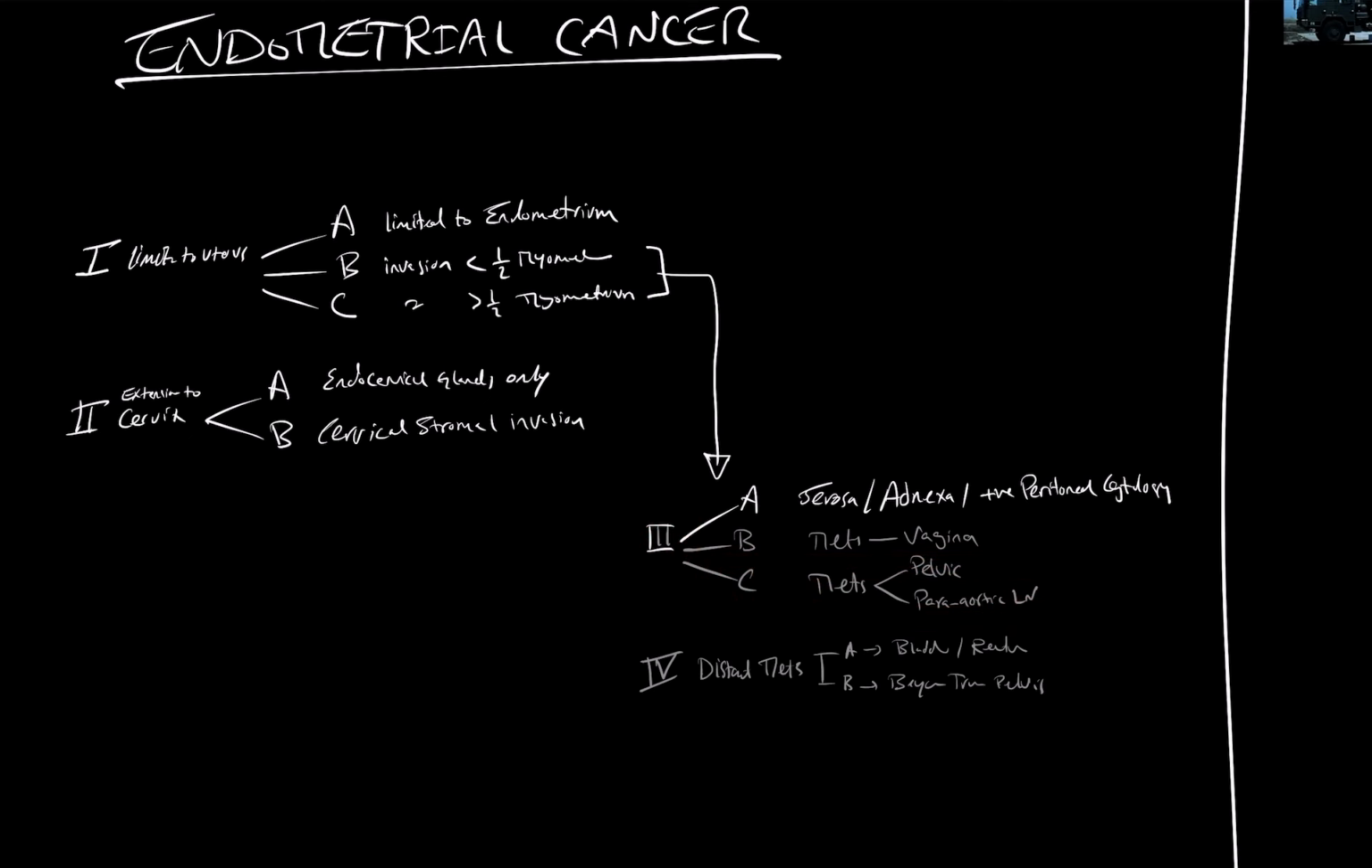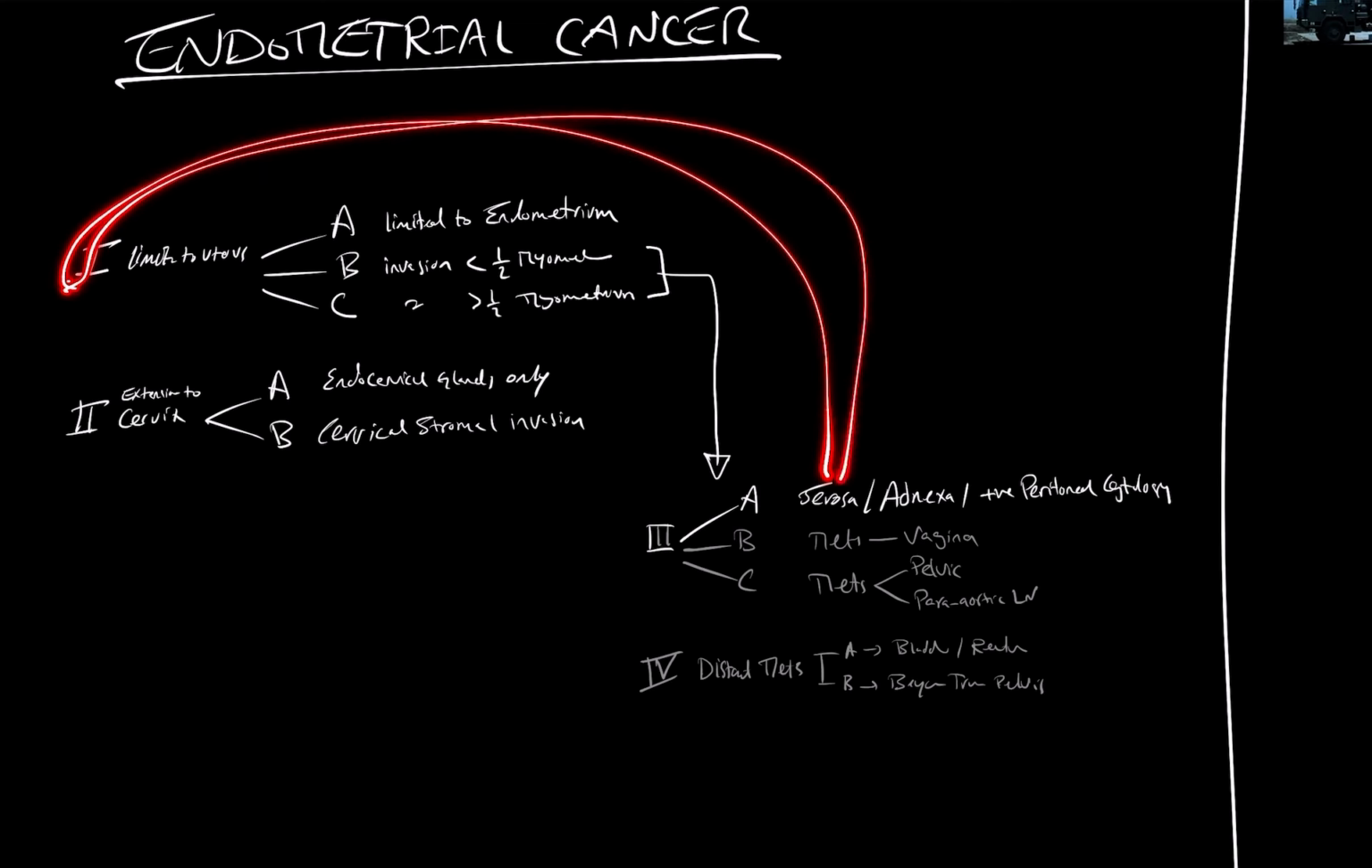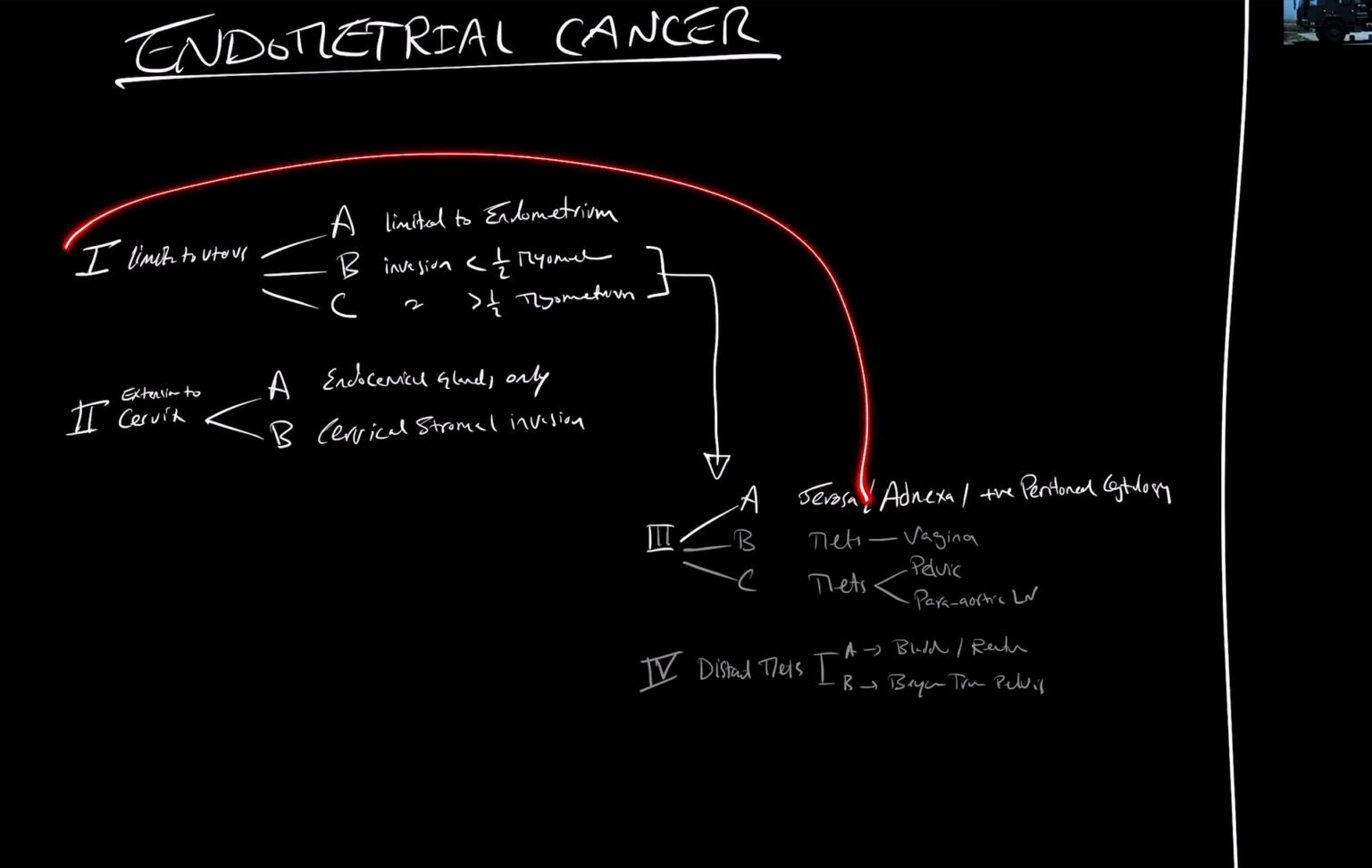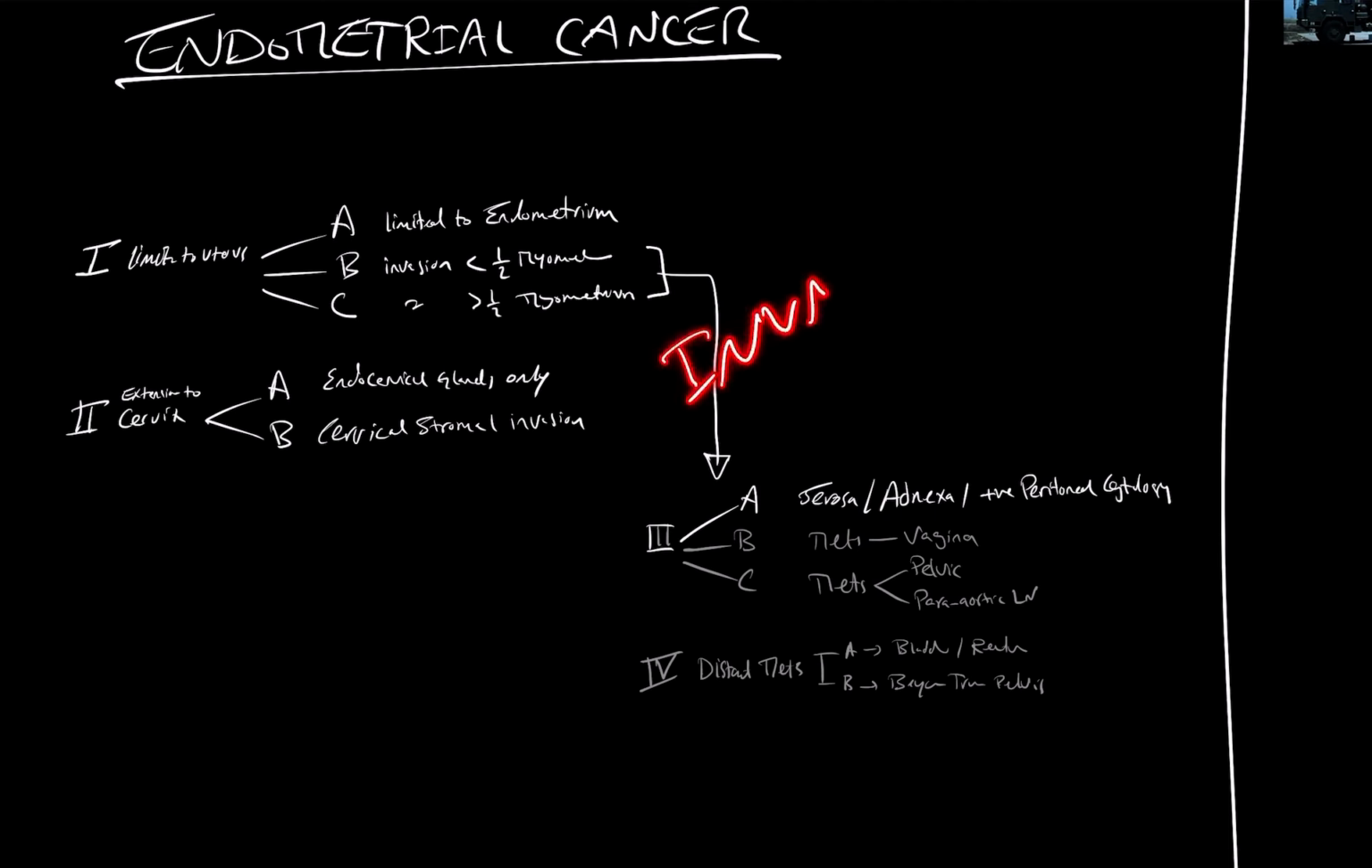So, if the tumor is limited to the endometrium, this is stage 1A. If there is invasion of less than half of the myometrium, this is stage 1B. If there is invasion of more than half of the myometrium, this is stage 1C. Now, if this invasion reaches the serosa, this is stage 3A. If there is a downward extension of that tumor to the vagina, this is stage 3B. And the degree of invasion is very important here, to the level that if there are any mets to the pelvis or the periaortic lymph nodes, this is classified as stage 3C.